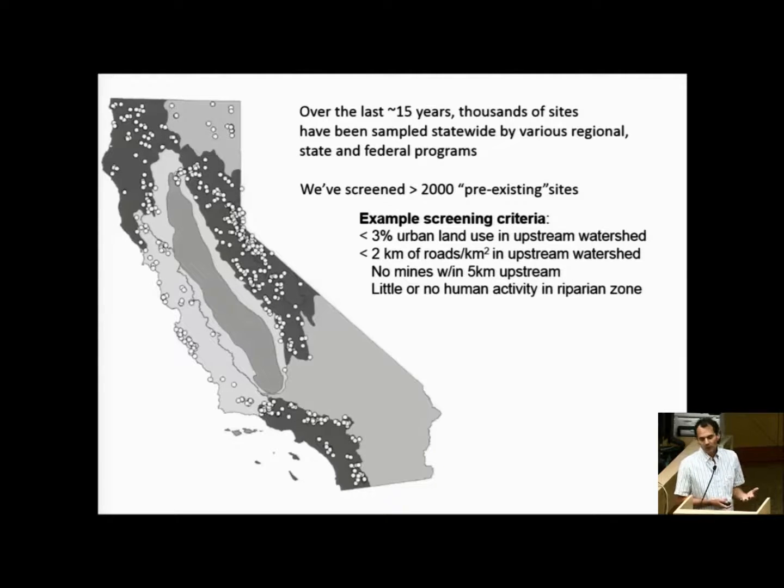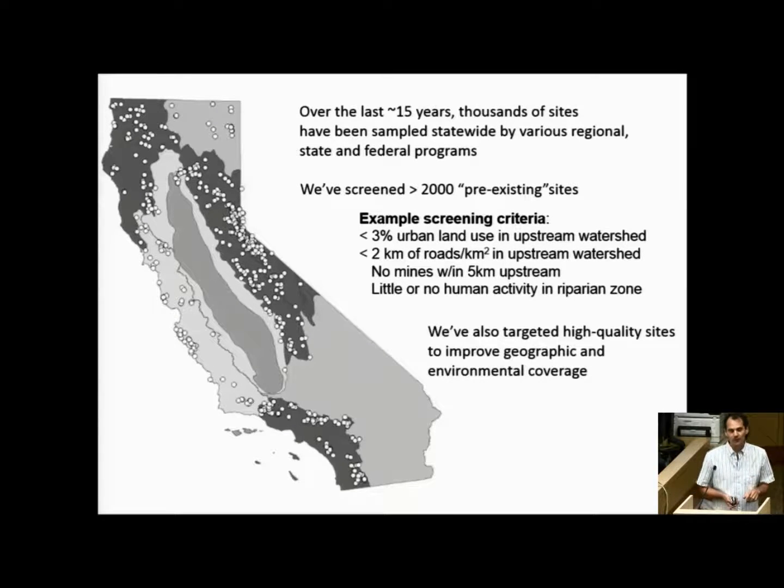So for example, to qualify as reference, a site had to have less than 3% urbanization in the upstream watershed, less than 2 kilometers of road length per square kilometer in the upstream watershed. It couldn't have any active mines within 5 kilometers upstream. It had to have little or no human activity in the riparian zone as measured by the field crew when they were on site. And that's just a handful of example screens. There are many others measured at multiple spatial scales, not just at the watershed scale.